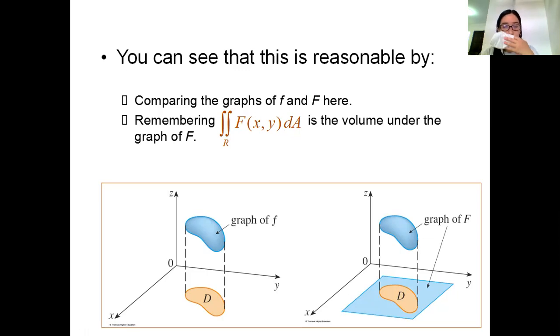So if region D is three-dimensional, okay, we have the y-axis, z-axis, and x-axis. It is placed here. So this is the region R, which is the graph of f.